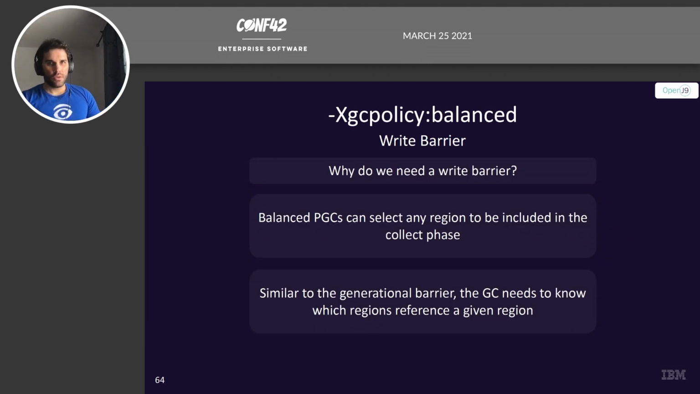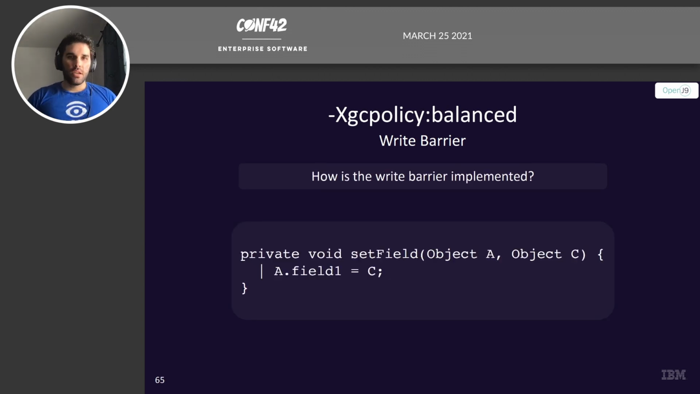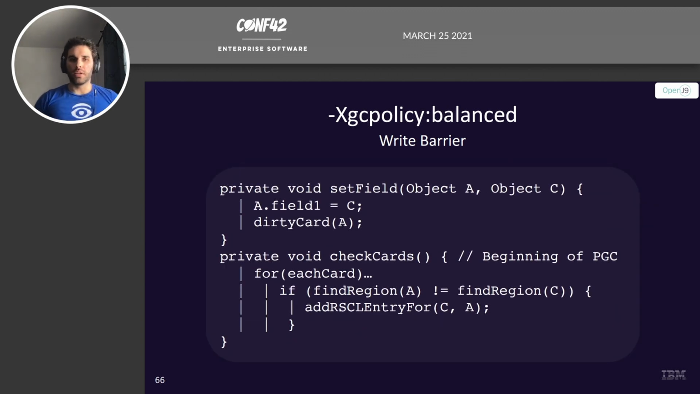So in balanced, we do have a write barrier. It's very similar to the GenCon barrier, because we might have multiple references coming from different regions to this region. And PGC doesn't really know how to keep track of that, so we need a write barrier for that. Actually here we do an unconditional barrier, if you think about it. We just dirty the card whenever we set a field of an object, and then at the beginning of the PGC we go through this card to see if there's an inter-region reference.